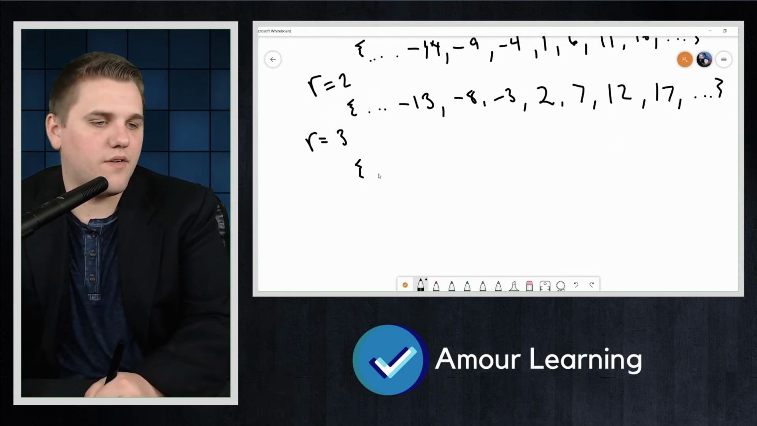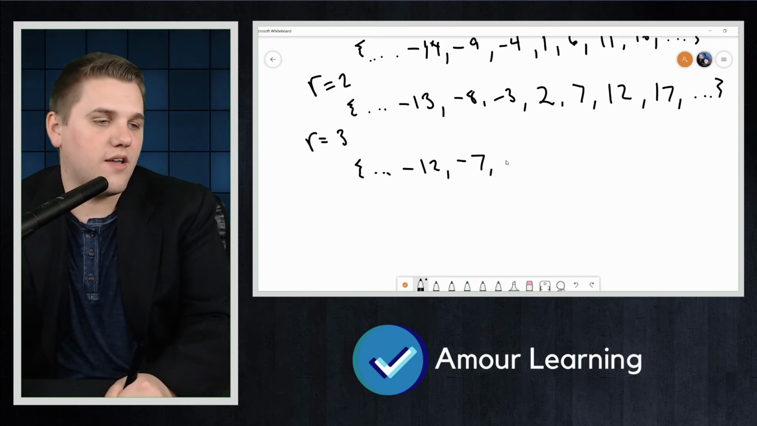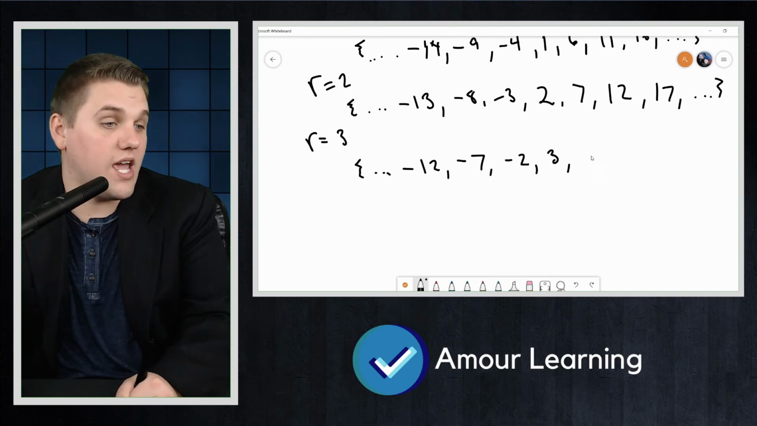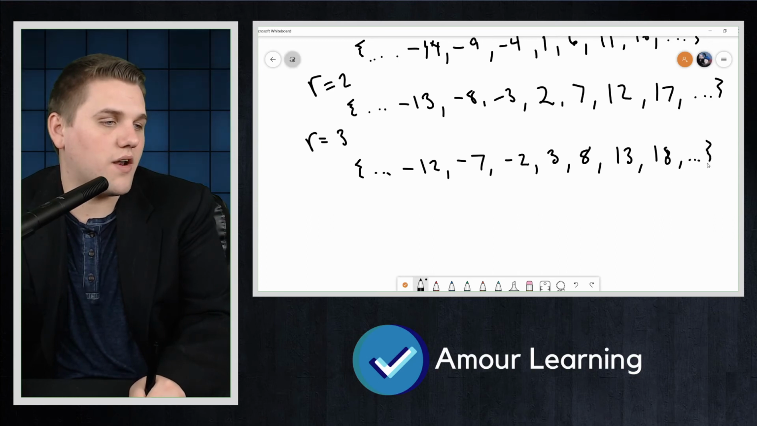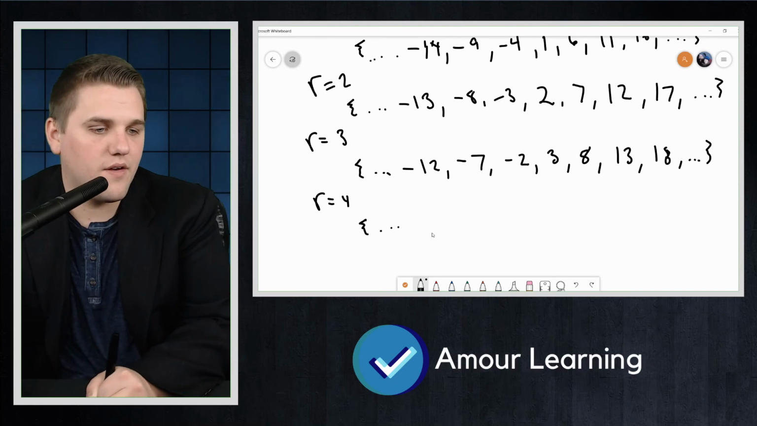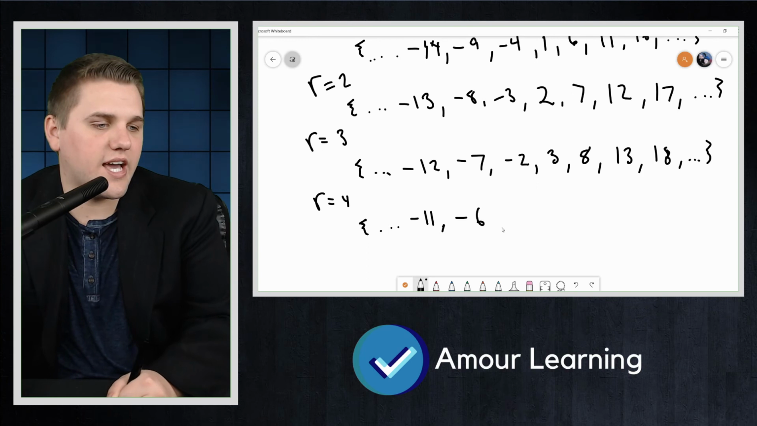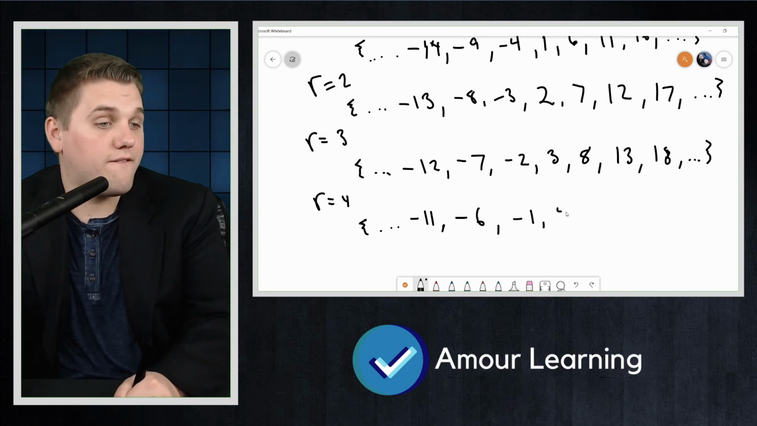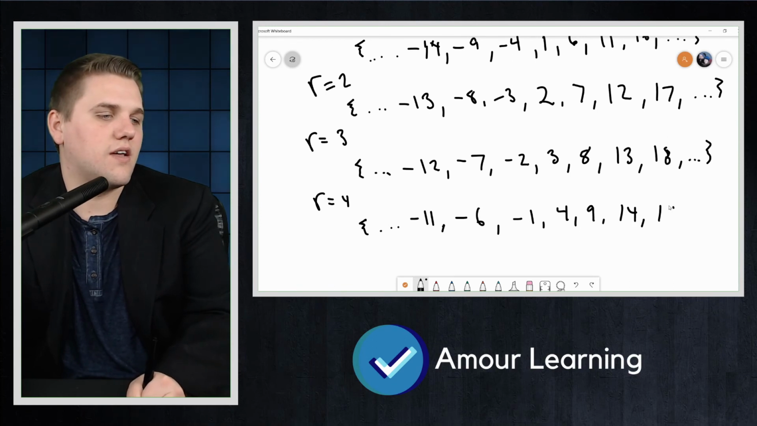For r equals 3, we have negative 12, negative 7, negative 2, 3, 8, 13, 18, and so on. And last but not least, r equals 4. We have negative 11, negative 6, negative 1, 4, 9, 14, 19, and so on.